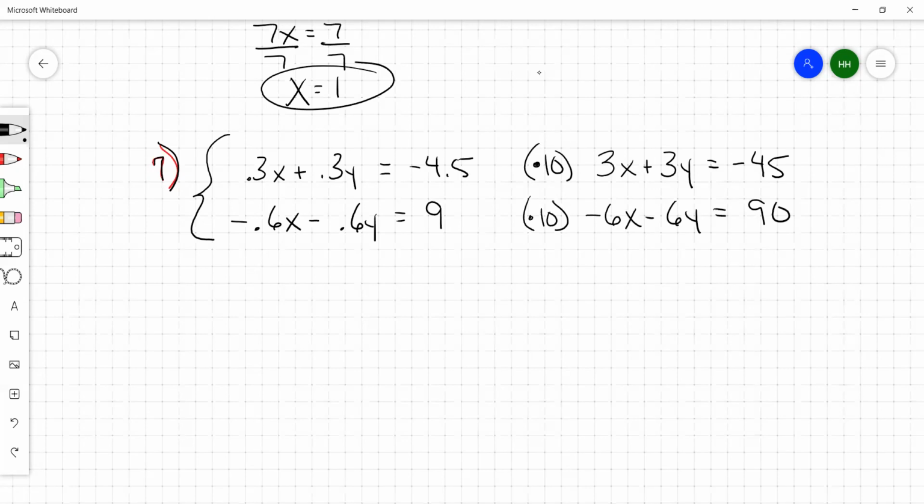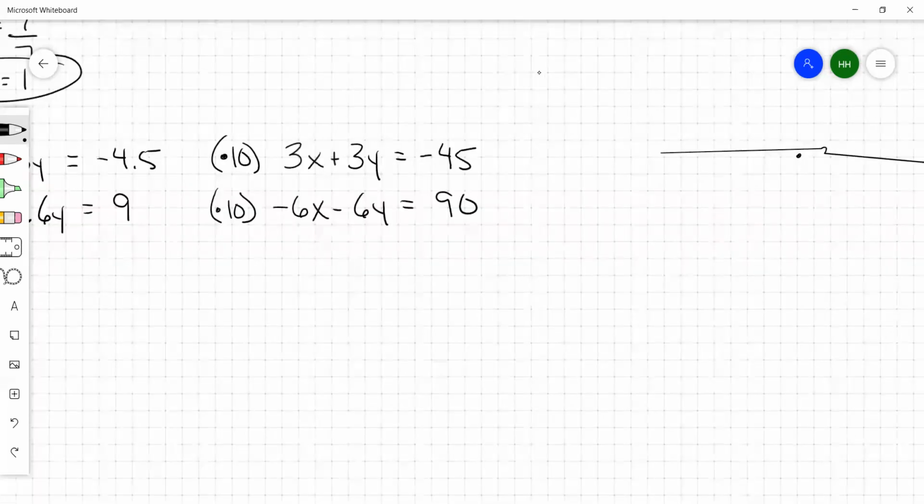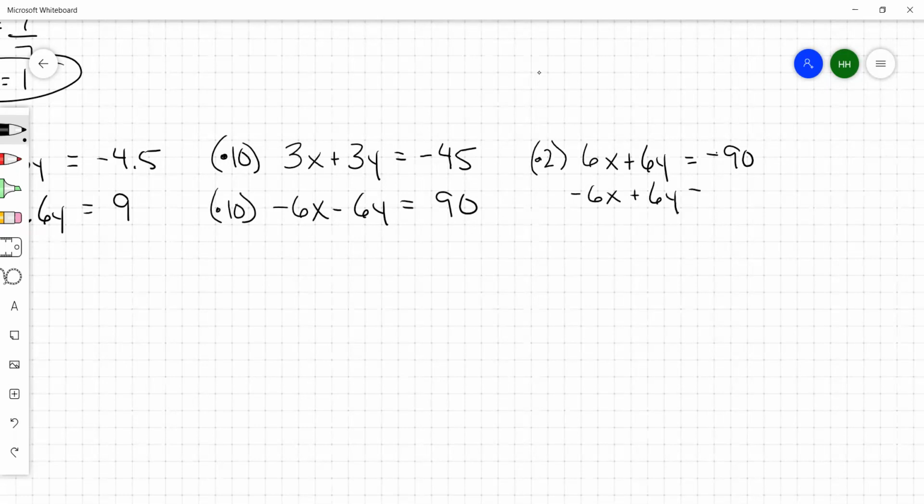The same thing is going to happen, right? If you multiply the top by 2, you're going to get times 2. Oh, that's not nice. Negative 90. Yeah, I'd say they're the same. It's the same line. So infinite solutions. Anything else?